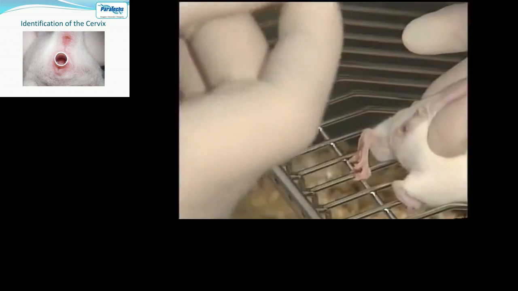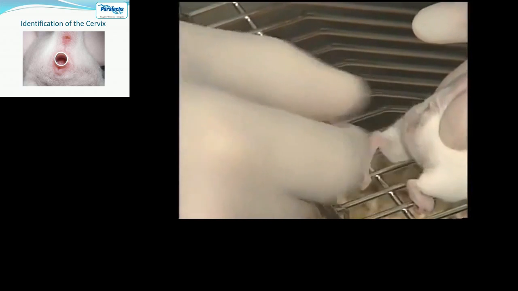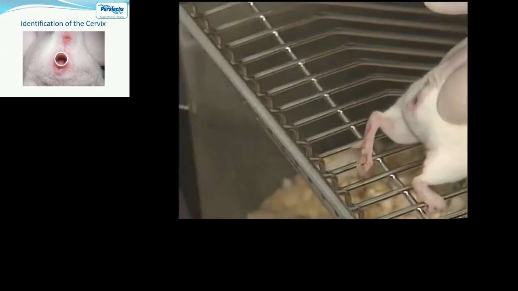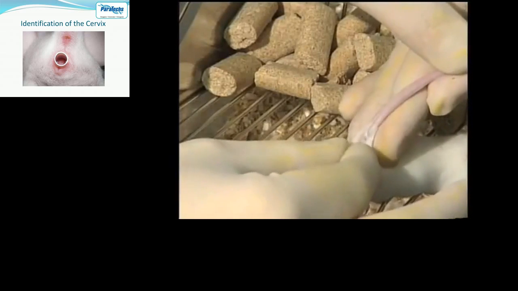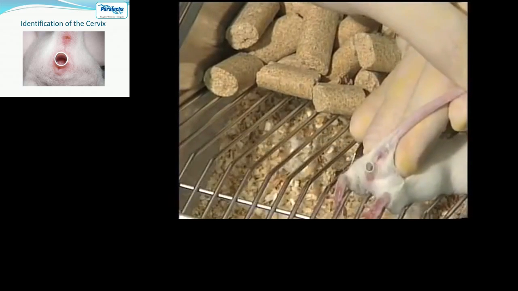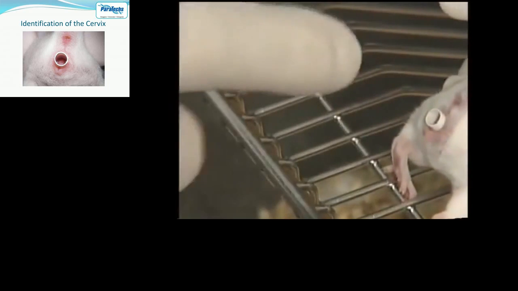So the smaller piece of tubing is used to open up the vagina. Just insert it briefly, pull it back out. Now we're ready to insert the speculum. Just insert the speculum, adjust your lighting so that you can see down, and you can actually see the cervical opening.